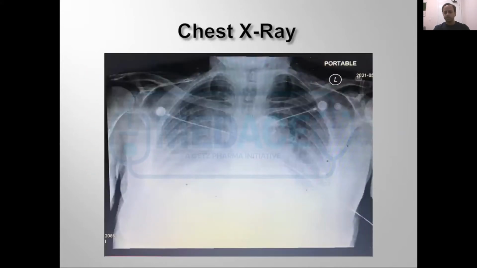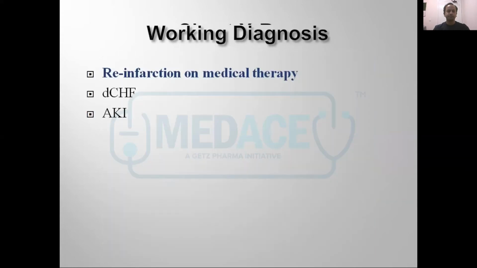So this was the X-ray done at the presentation, which showed bilateral CT angle blunting, which signifies probably mild pleural effusions, with interstitial prominence and hilar and central congestive changes. So the working diagnosis was reinfarction on medical therapy, decompensated heart failure, and AKI on CKD.